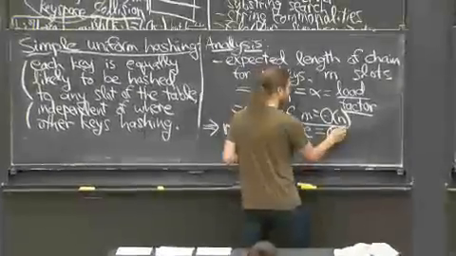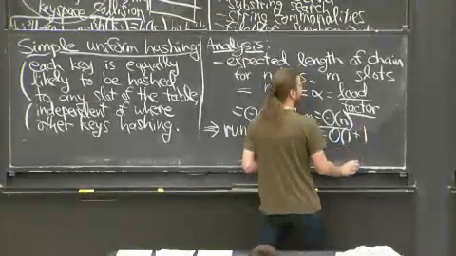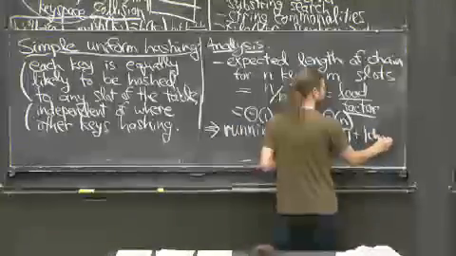All right. In general, the running time in the worst case is 1 plus the length of your chain.